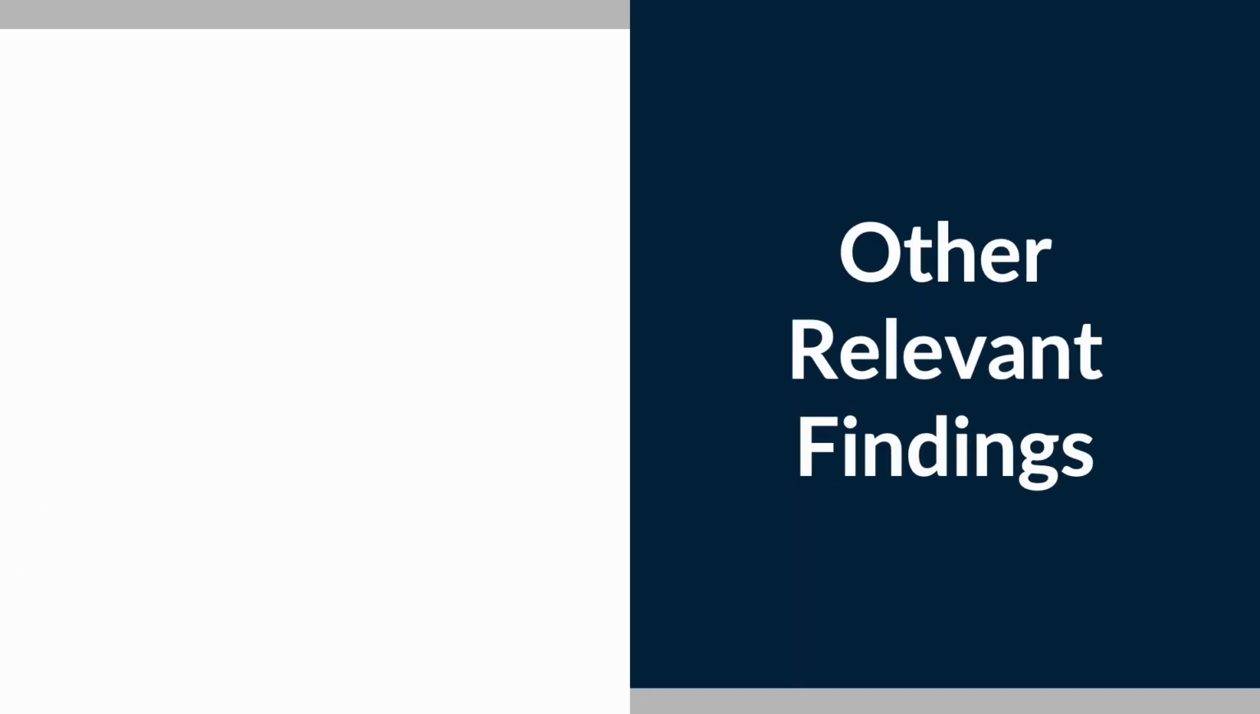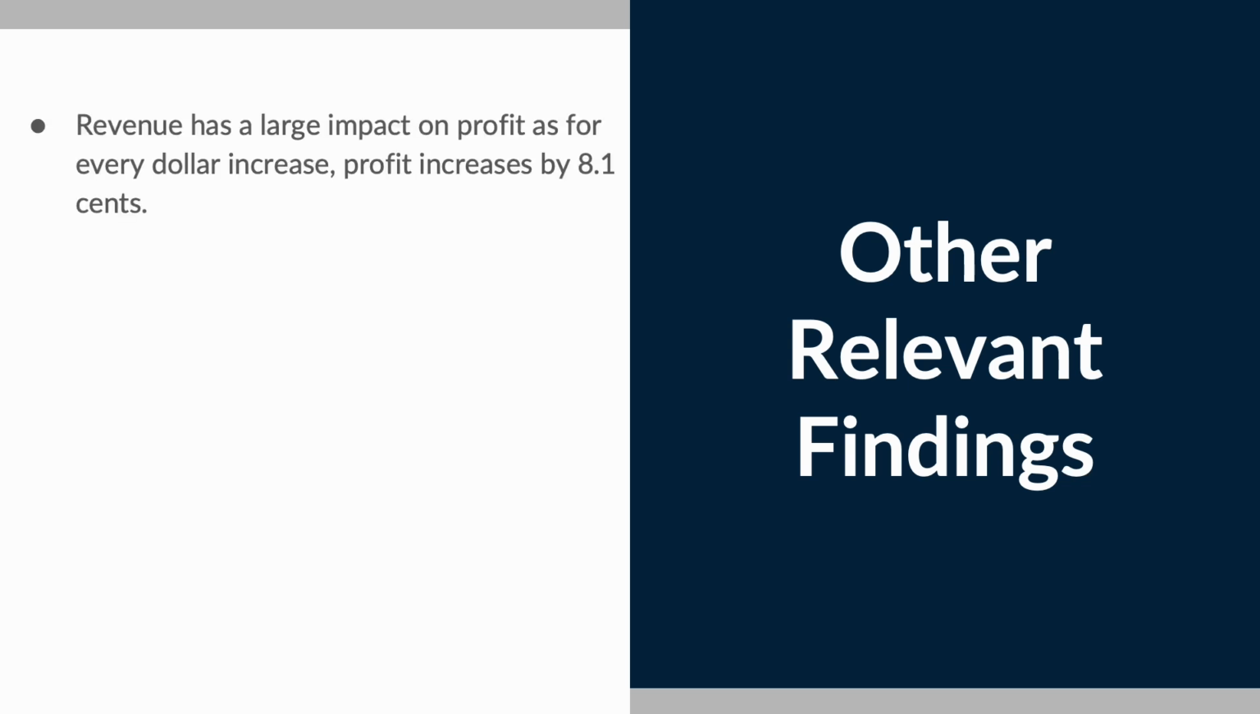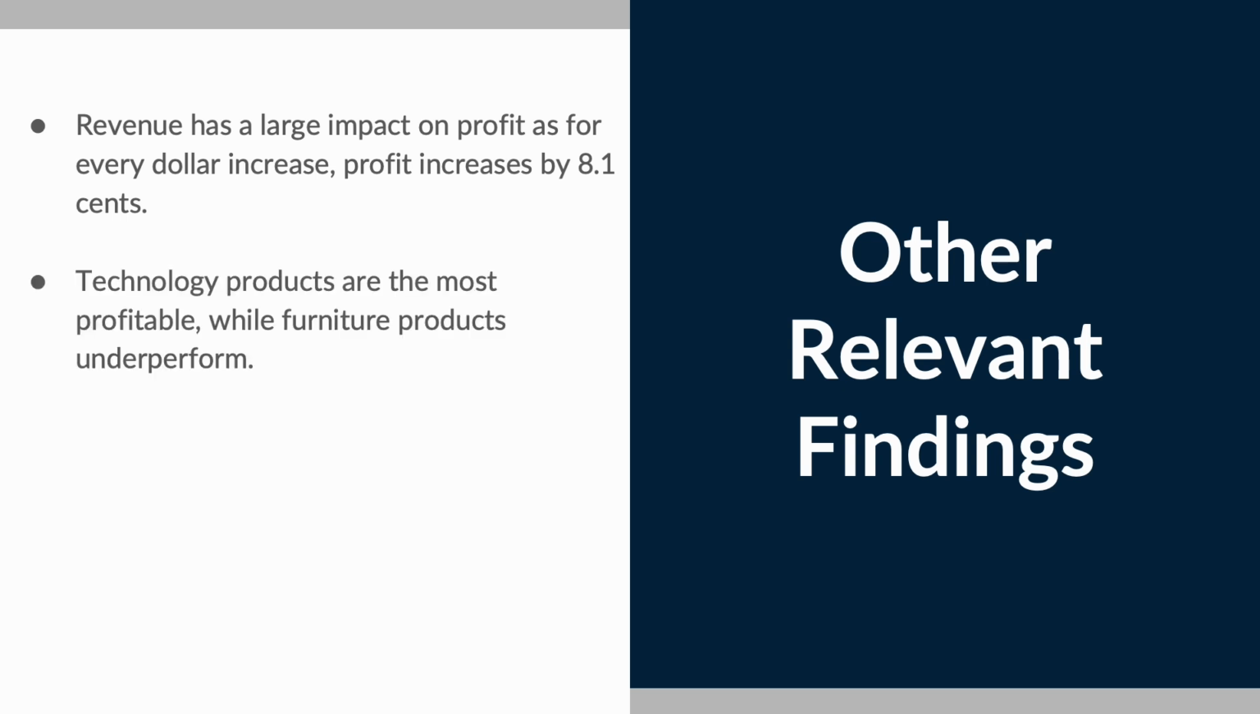Other relevant findings that our team found when conducting our hypothesis tests include Amazon's revenue having a large impact on profit, as for every dollar increase, our profit increases by 8.1 cents. Also, we found that on average, technology products are the most profitable, while furniture products tend to underperform.